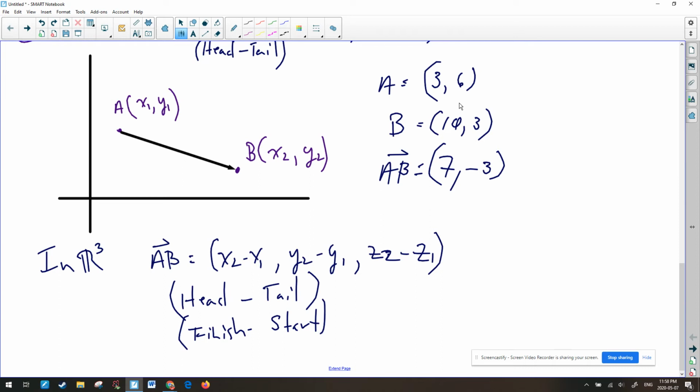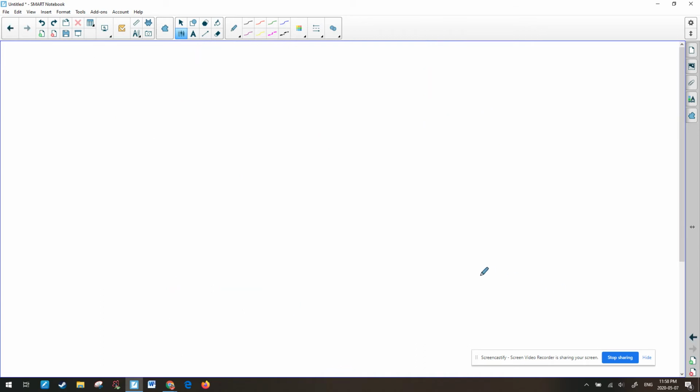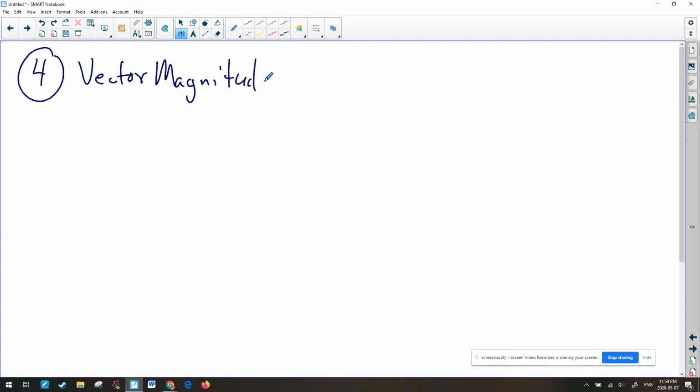Okay. All right, so some more groundwork type things. I'm going to grab a new page here so this isn't too long when I save it. Next thing I want to look at, what are we up to? 4, I think. Let's say 4. I'm going to look at vector magnitude of algebraic vectors. Okay, so we'll start in R2 again.